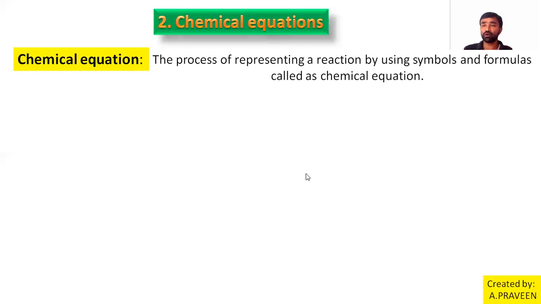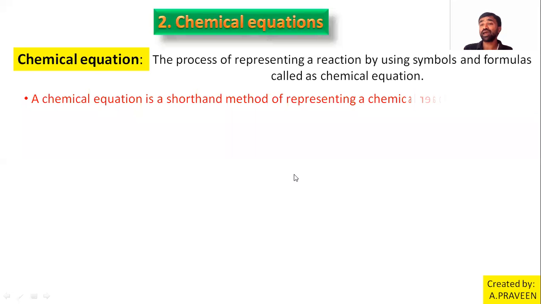Reactions are represented in the form of an equation. Simply representing the process of a reaction by using symbols and formulas is called a chemical equation. So what is a chemical equation? It is a shorthand notation for representing the reaction with symbols and formulas. This is called a chemical equation.